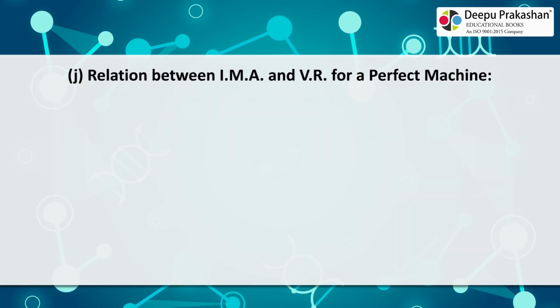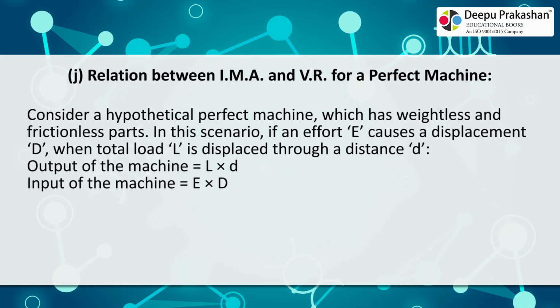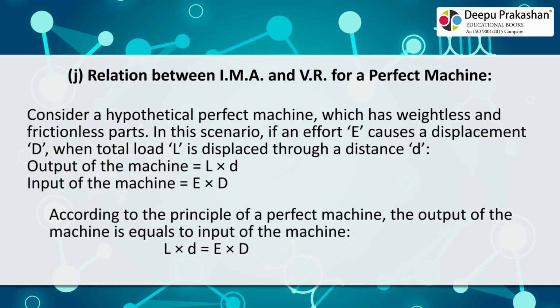J. Relation between IMA and VR for a perfect machine. Consider a hypothetical perfect machine which has weightless and frictionless parts. In this scenario, if an effort E causes a displacement d, when total load L is displaced through a distance d, output of the machine is equal to L into d. Input of the machine is equal to E into d. According to the principle of a perfect machine, the output of the machine is equal to input of the machine. L into d is equal to E into d.